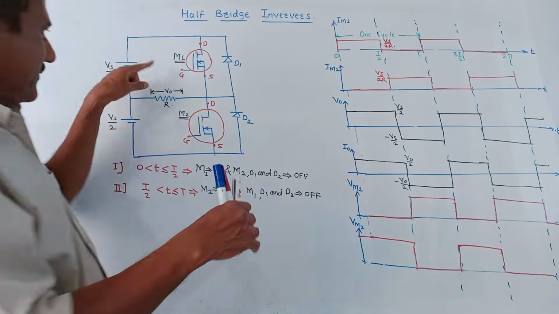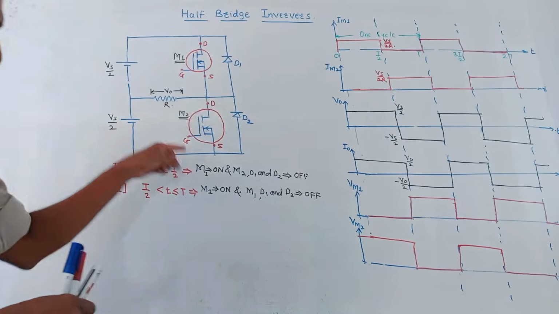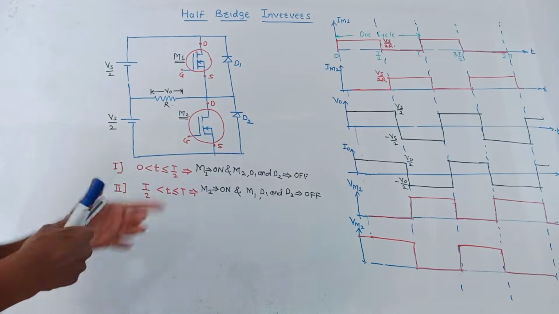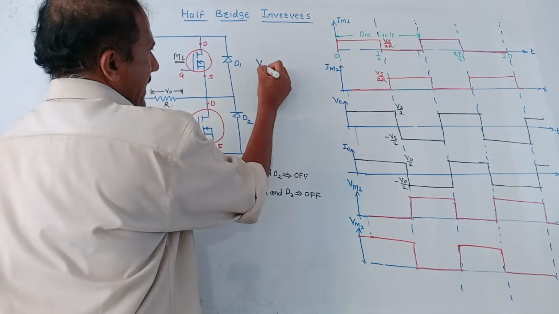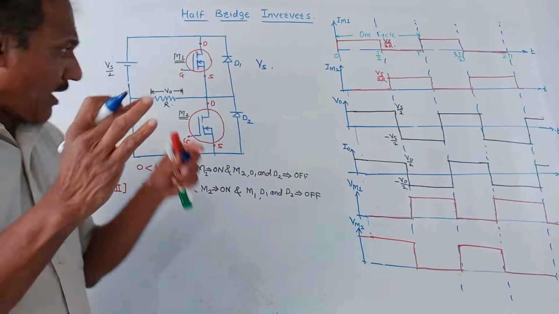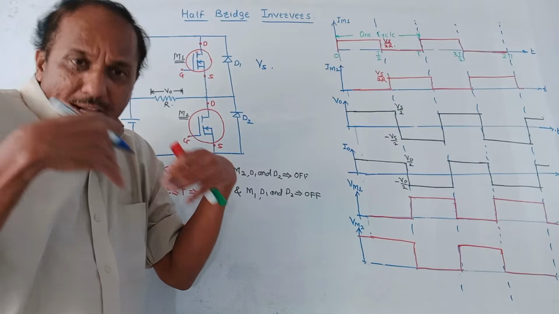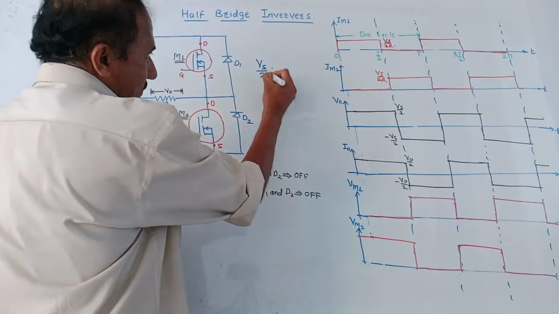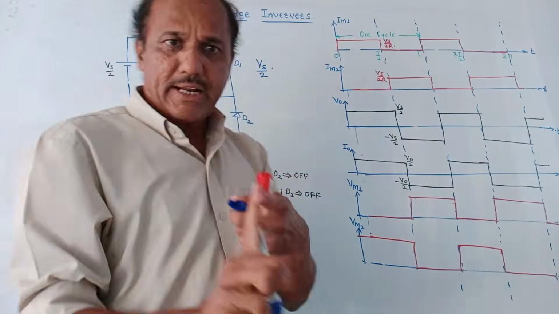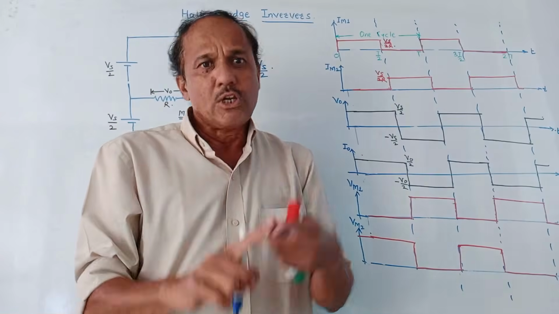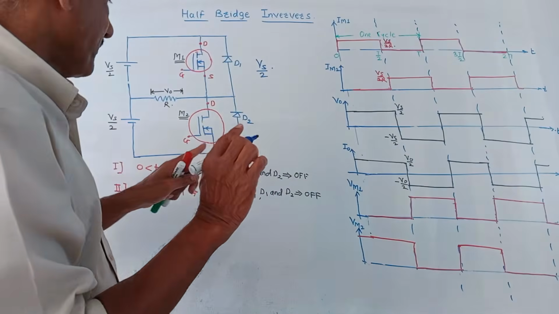We know the usual conventions. This is gate terminal, drain terminal, and source terminal. Same is applicable for MOSFET M2. Total available voltage is Vs, that is the DC voltage. At any time, we are getting the voltage Vs by 2 at the output. That means half of the voltage is obtained at any time at the output. So this is called half bridge inverter.